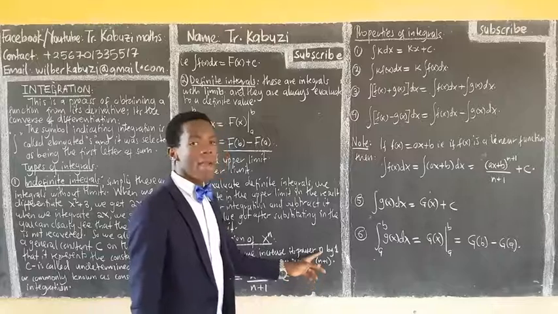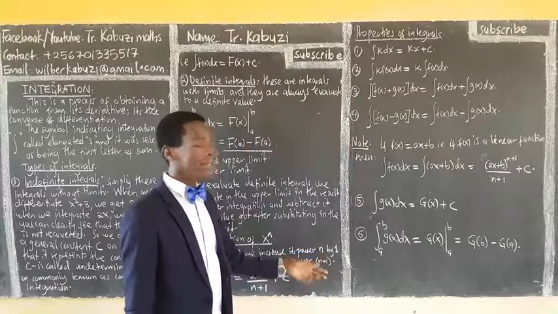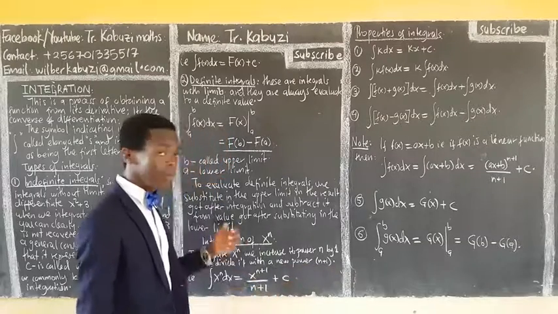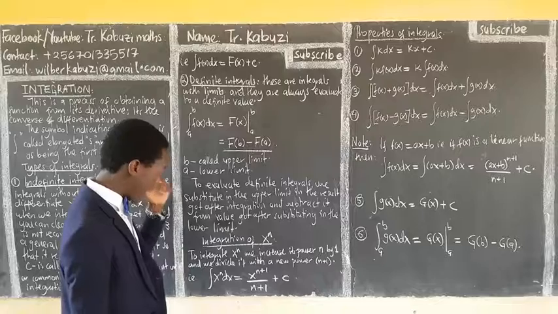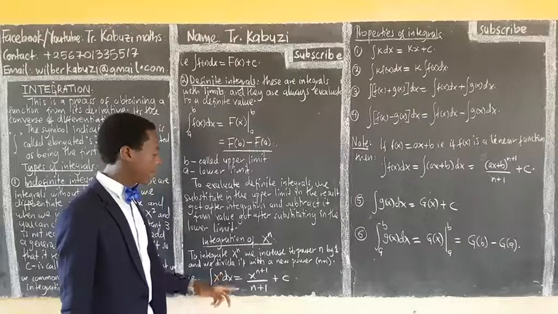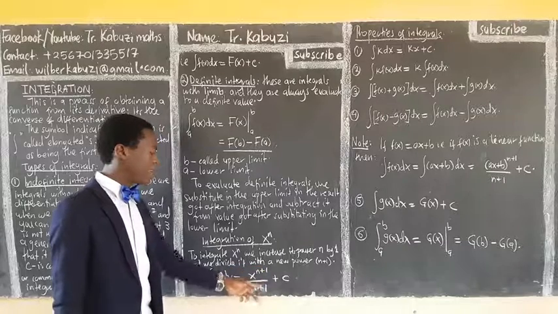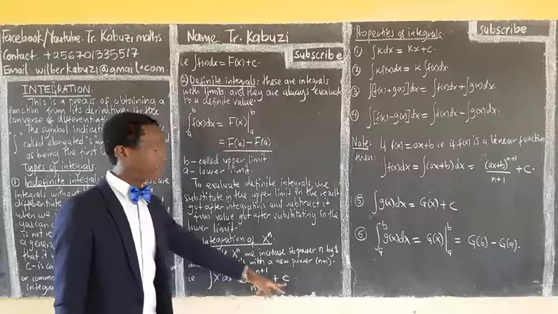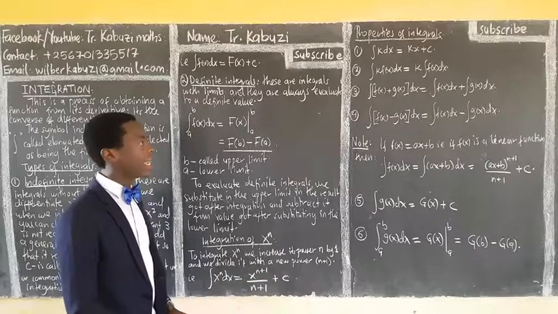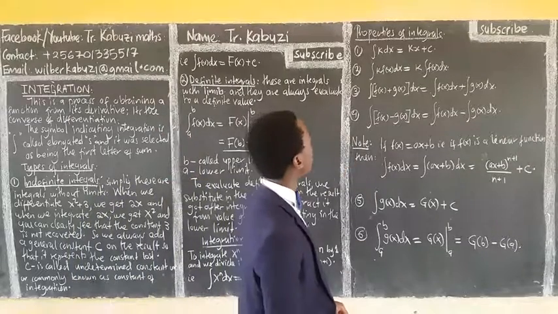So we increase this by 1, so we are adding 1. So you say n plus 1. So the new power is this. Then this new power, you divide by it. As you see, if I have x power n, when I increase this power by 1, I get x power n plus 1. Then I divide by that new power. Then I put the constant of integration because I'm missing limits. Let us see properties of integrals.